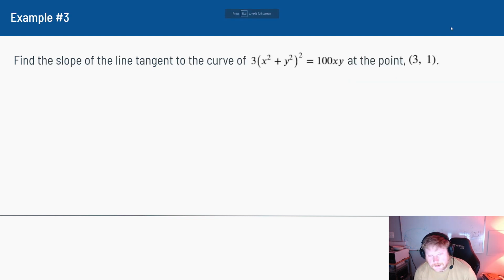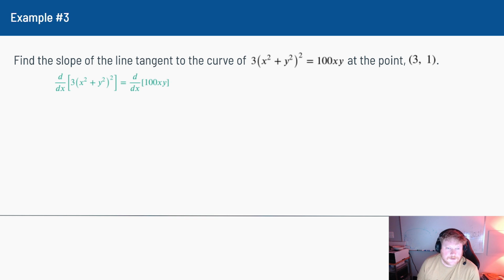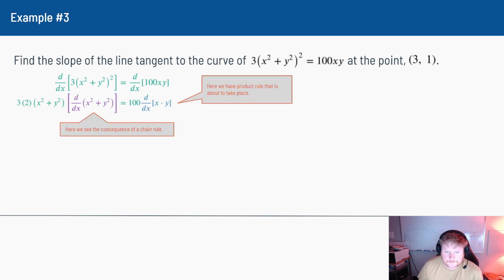All right, so let's take a look at, I believe this is the last example. Find the slope of the line tangent to the curve at the point 3, 1. Okay, so start by differentiating both sides of the equation with respect to x. On the left side, not only is there a y, so there's going to be some form of implicit differentiation happening, but there's also a chain rule happening. If I choose not to expand that binomial of x squared plus y squared quantity squared, I can treat that as a chain rule. The outer function being something squared, and the inner function being x squared plus y squared.